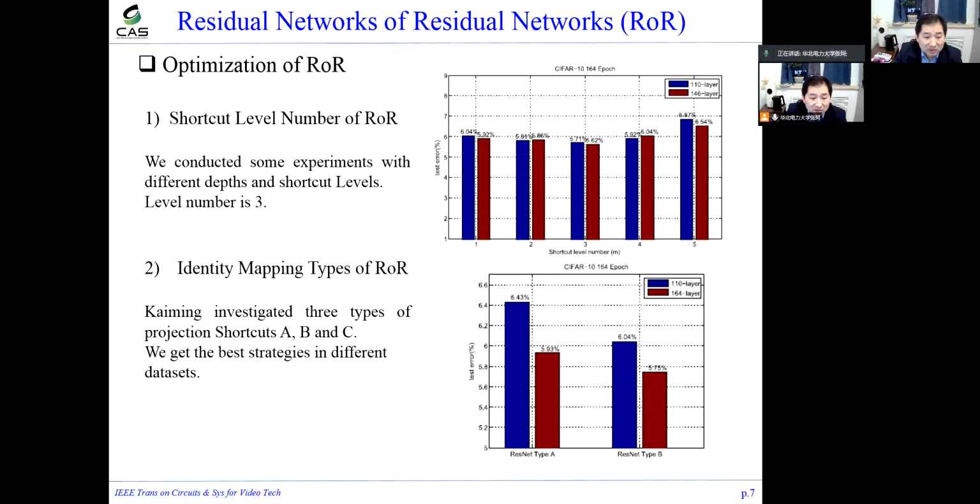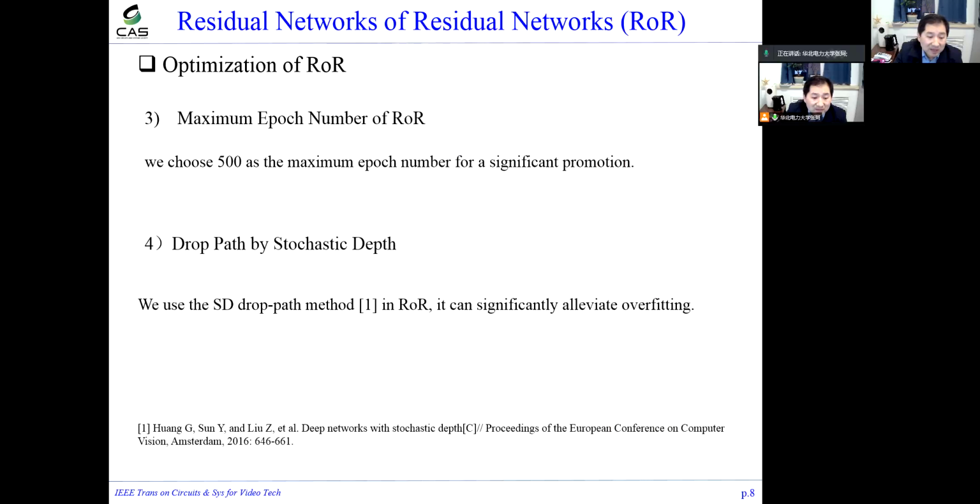Two, how to choose identity mapping types of RoR. We investigated 3 types of projection shortcuts A, B, and C. We get the best strategies for different data sizes. Three, we choose 500 as the maximum epoch number for a big dataset.